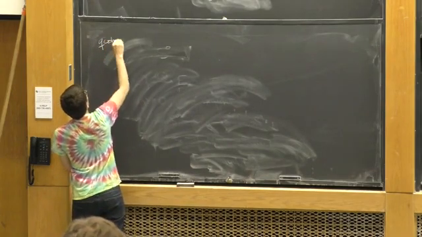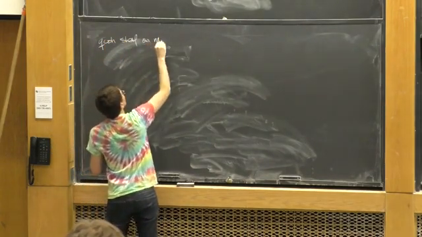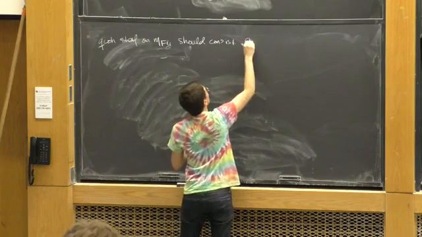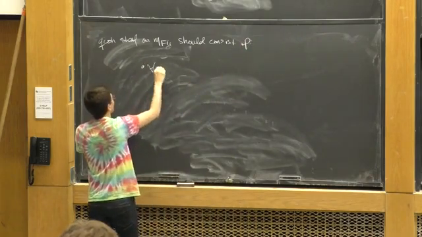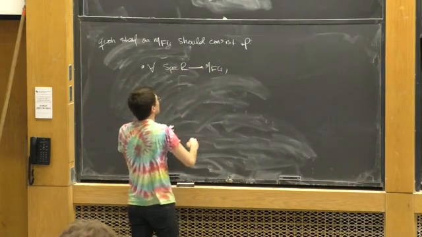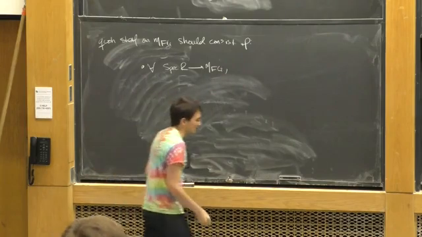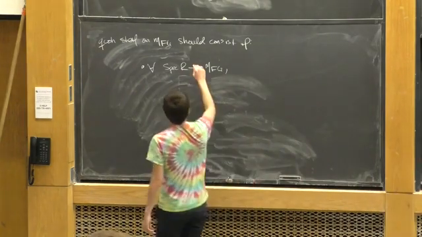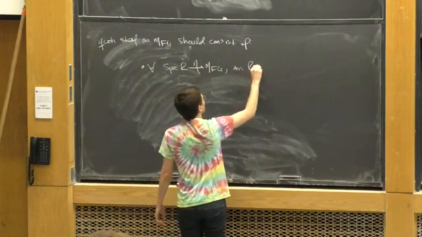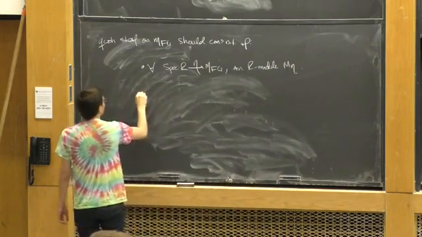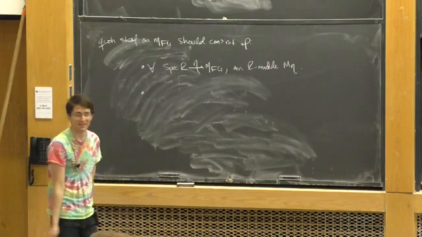So a quasi-coherent sheaf on MFG should consist of, first of all, for every map from spec R to MFG, i.e. a formal group law on R, we should have an R-module. So let's call this eta. And then if I pull back and then pull back again, that's supposed to give me the same answer.